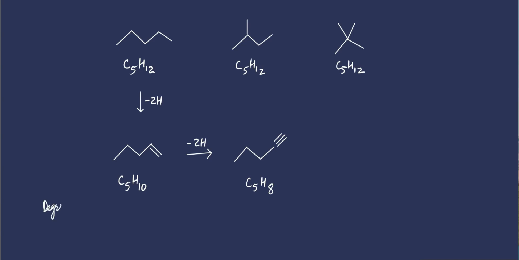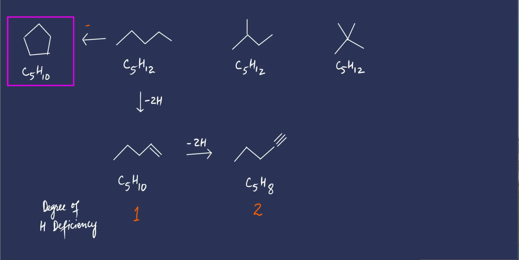Thus, the degree of unsaturation in this double bonded structure is 1, and for this triple bonded structure it is 2. A compound containing a ring will also have fewer than the maximum number of hydrogen atoms, just like a compound with a double bond. For example, if we join the end carbons in this 5-carbon saturated structure, we get a 5-membered cyclic structure, with a molecular formula C5H10. Thus, this structure has 2 hydrogens less than the saturated molecular formula of C5H12, hence amounting to an index of hydrogen deficiency of 1.